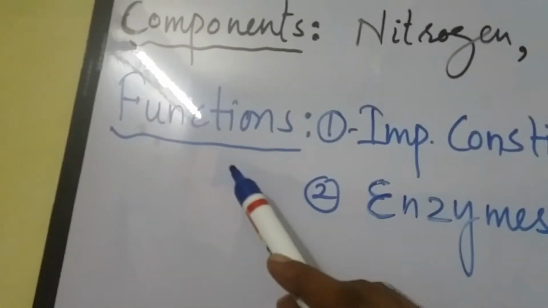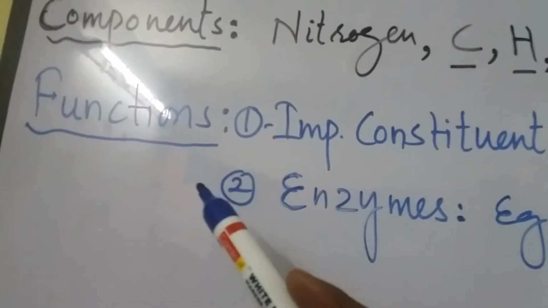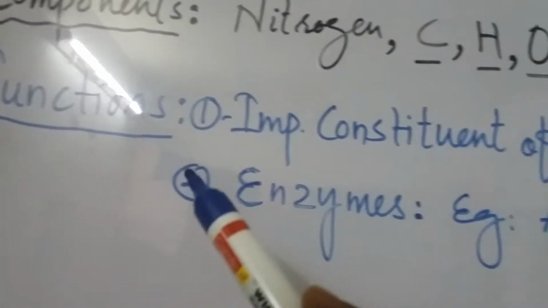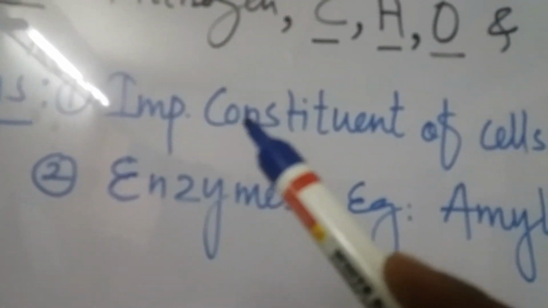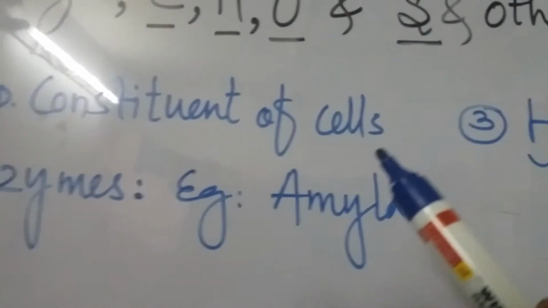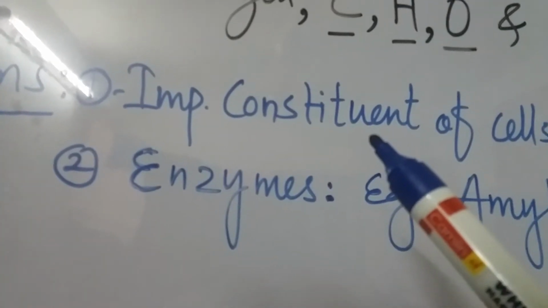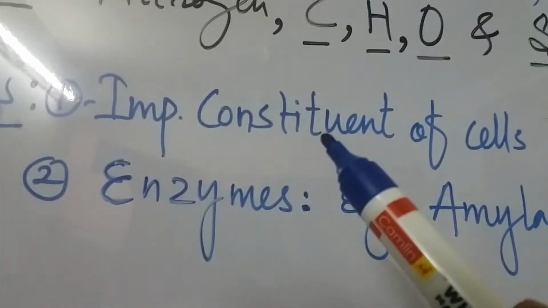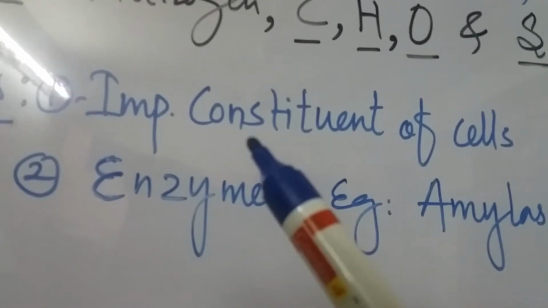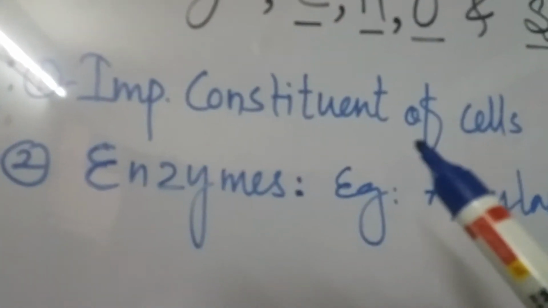What are the functions of the protein? In the body of all living organisms, it plays a very important role as a constituent of the cell, because it is a very important part of the cell and it forms so many parts in the cell and performs so many functions as an important constituent of the cell.